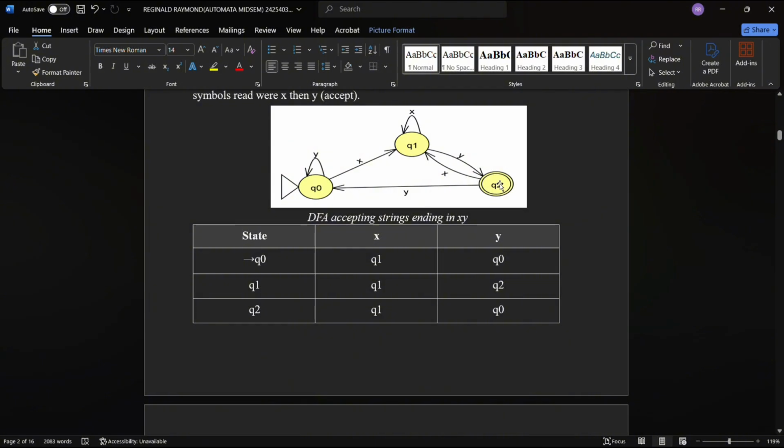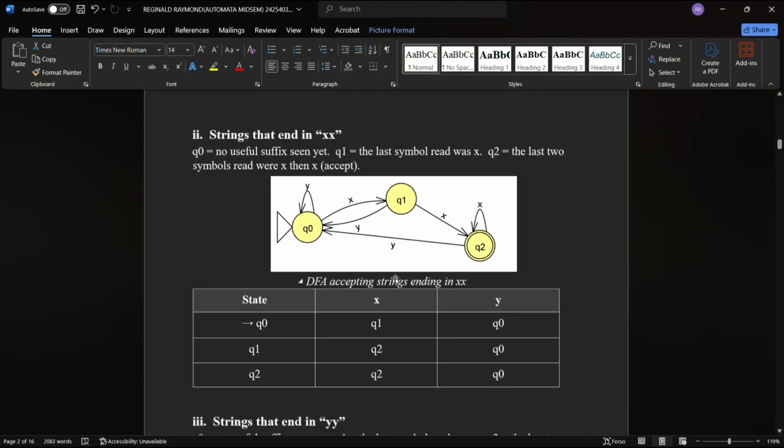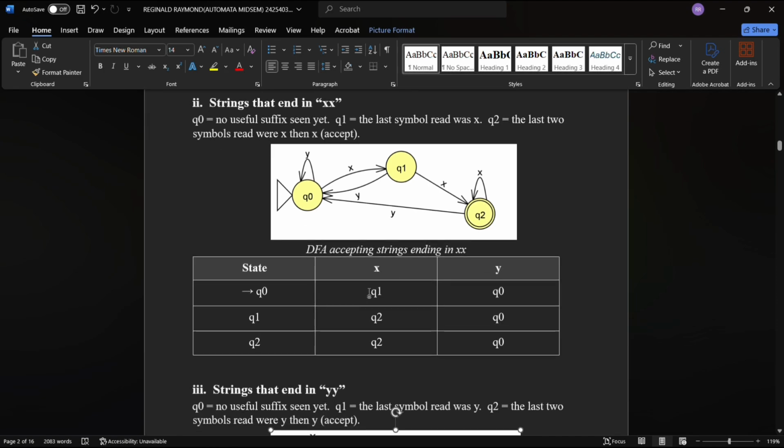Same applies for Q2. When it receives X, it goes to Q1. When it receives Y, it goes towards Q2. Same applies to the XX. This is the transition table.